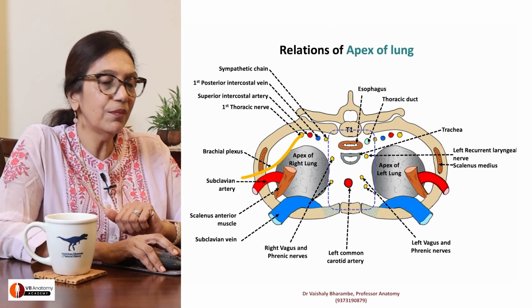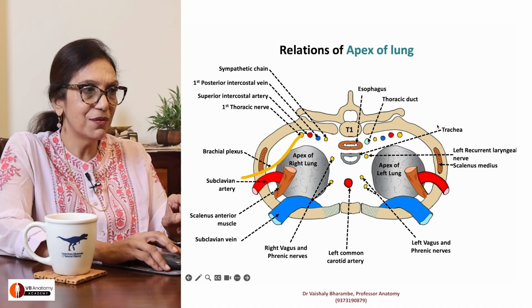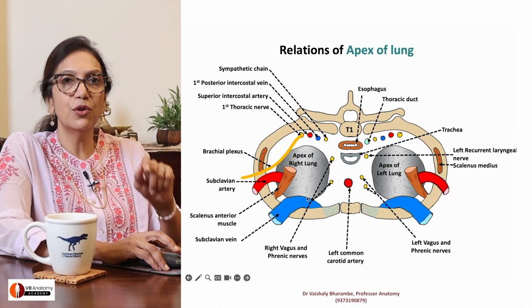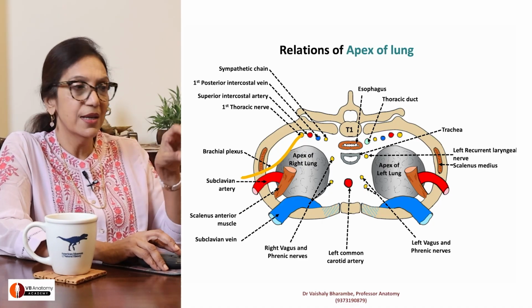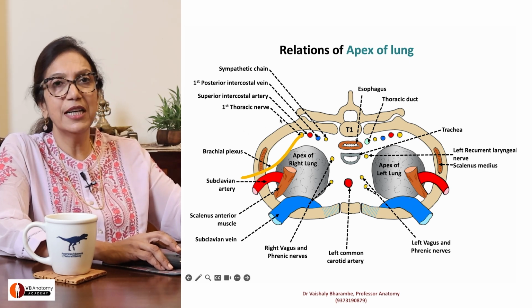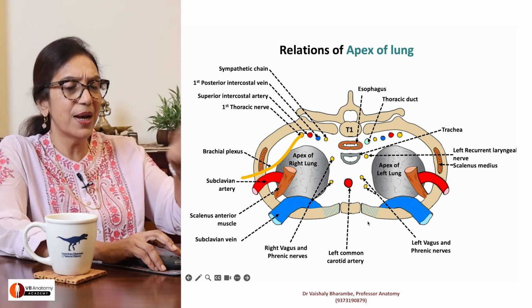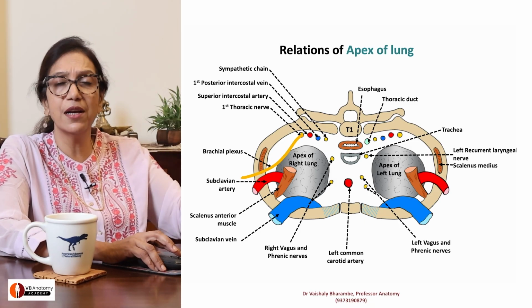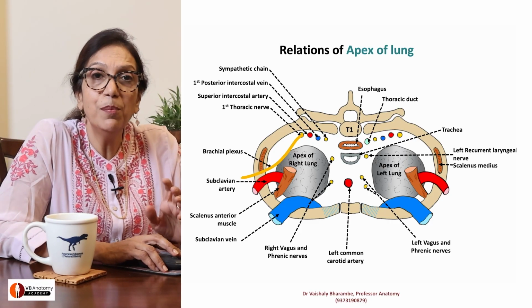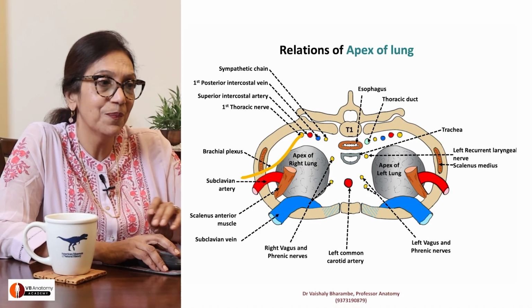Now, I want you to understand that this is the apex of lung, anteriorly related to three important structures: subclavian vein, subclavian artery, brachial plexus. Posteriorly related to S1. Medially related to esophagus, thoracic duct, trachea, and vagus, phrenic. Okay, so apex of lung is related to some very important structures, right?